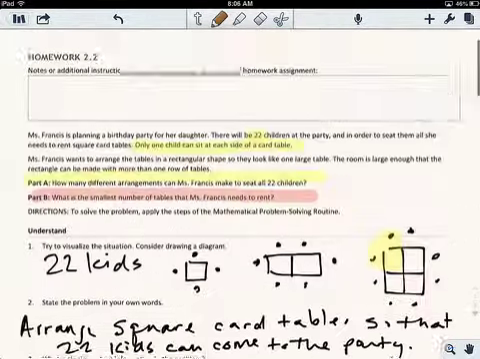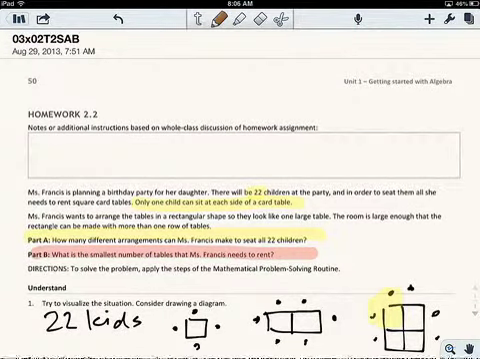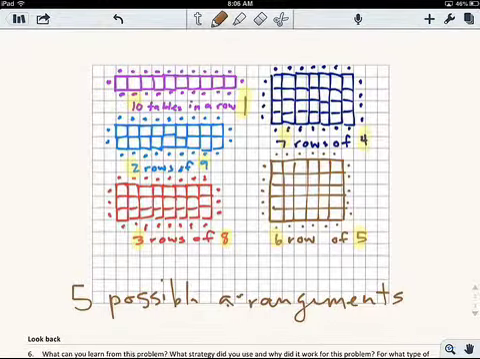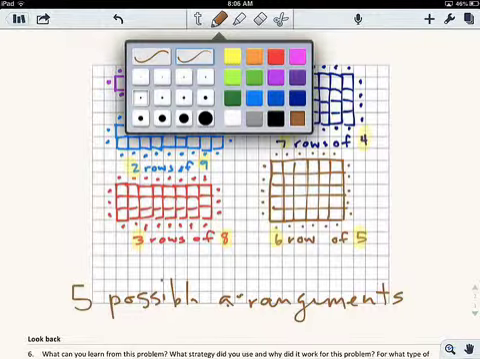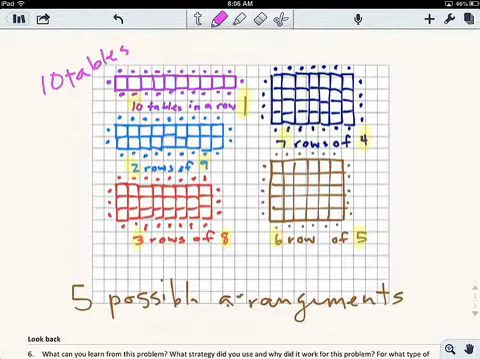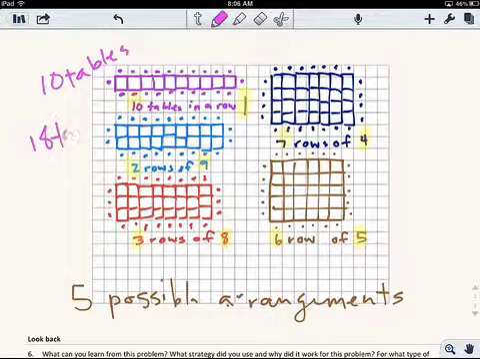And then let's answer question B. If you recall, question B was, what is the smallest number of tables that Miss Francis needs to rent? So here we have 10 tables. I'm going to make notations in this, how about a pink color? So this arrangement has 10 tables, just counting them. And this arrangement has 1, 2, 3, 4, 5, 6, 7, 8, 9, 10, 11, 12, 13, 14, 15, 16, 17, 18 tables, which, if you're counting tables, you could also do 2 times 9 to get 18.